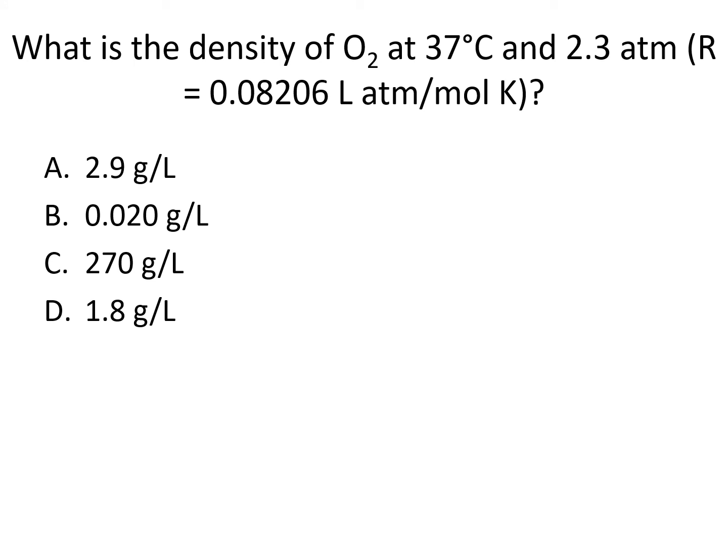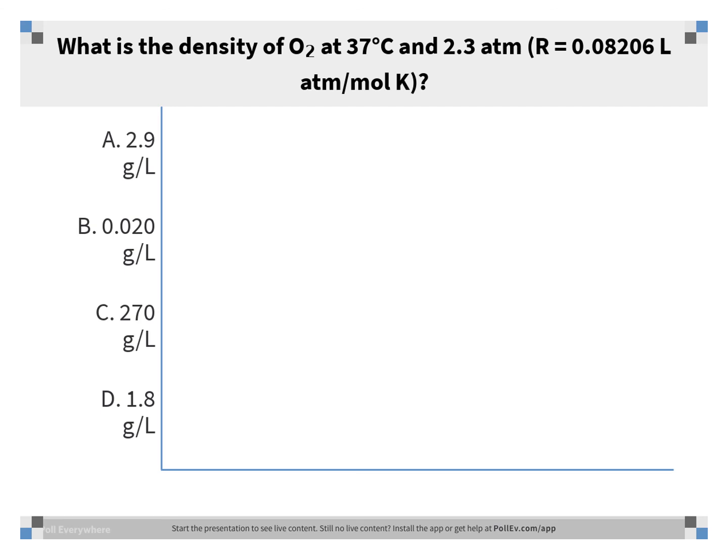What is the density of O2, the oxygen molecule, at 37 degrees Celsius and 2.3 atmospheres? R equals 0.08206 liters atmospheres per mole Kelvin. Is it A, 2.9 grams per liter, B, 0.020 grams per liter, C, 270 grams per liter, or D, 1.8 grams per liter? The correct answer is A, 2.9 grams per liter.